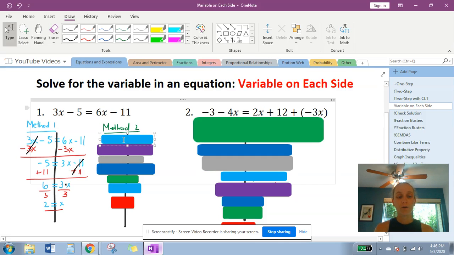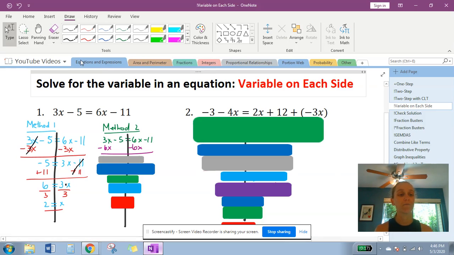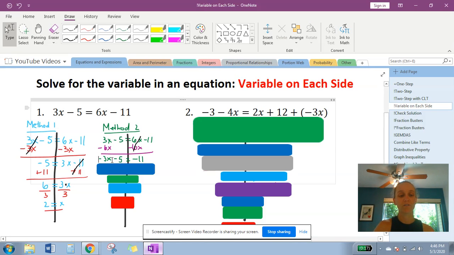So I'm going to do the same problem again, but a different method. This time I'm going to move the 6x to the left side, and we're going to see if we still get the same answer. So if I want to cancel out the 6x, this is positive 6x, so I need to subtract 6x on each side. So this becomes a 0 pair, and then 3x minus 6x is going to give us negative 3x. So it's still the same idea as the first method, but we're just moving stuff on different sides.